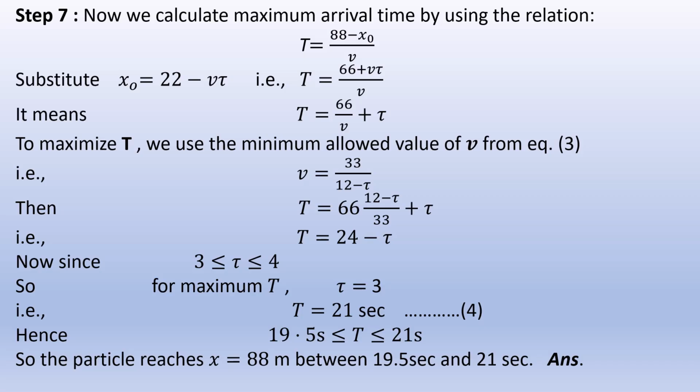Now we know that tau lies between 3 seconds to 4 seconds. So for maximum t, we have to put tau is equal to 3 seconds. That is t is equal to 21 seconds, and this is our equation 4. Now from equation 2 and 4, we can conclude that t lies between 19.5 seconds to 21 seconds. So we get our final answer, and this answer is the particle reaches x is equal to 88 meter between 19.5 seconds and 21 seconds. Thank you.